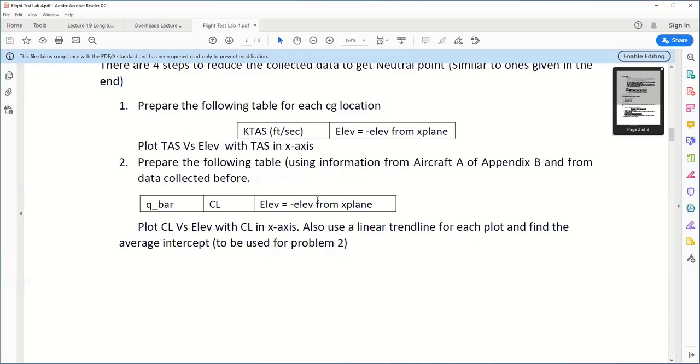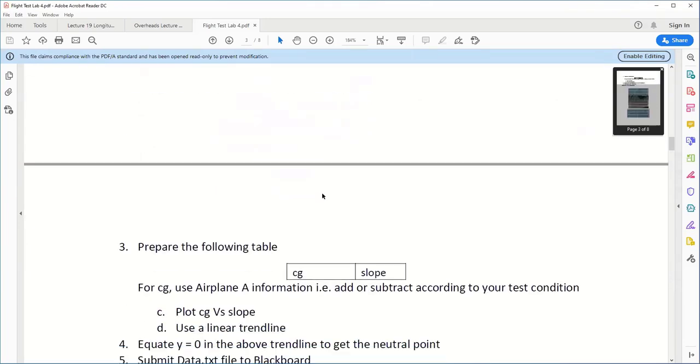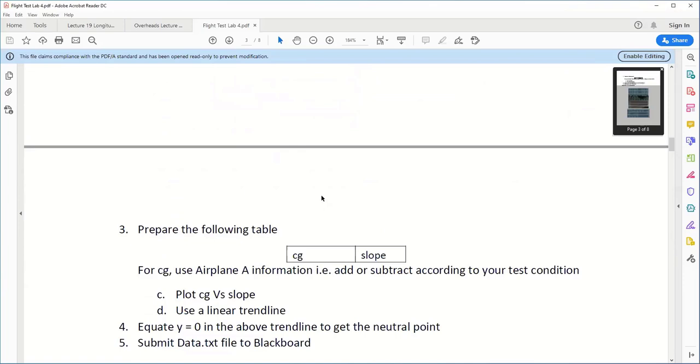So we need that data for what we are going to do in problem 2. Once you have those 3, once you have that graph, you can also plot the CG versus slope. Each one of these lines has its own slope, and they are for each of the CG conditions. For this CG, you have to take the CG from the book for cruise condition, and then add or subtract however many inches I have given.